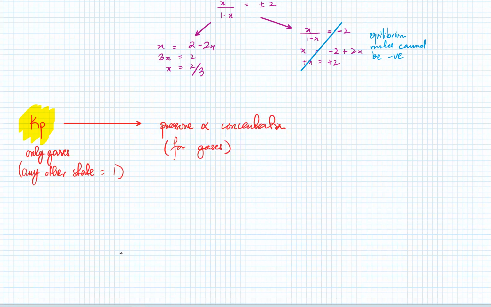Gases are the only thing that exert pressure equally in all directions, so they're the only thing where measuring pressure makes sense. A solid is not exerting pressure upwards, right? So a solid will not be exerting pressure equally on all sides. Gases will be equally exerting pressure on all sides. So Kp is only for gases, and you've got exactly the same expression, except that you'll be using partial pressures.